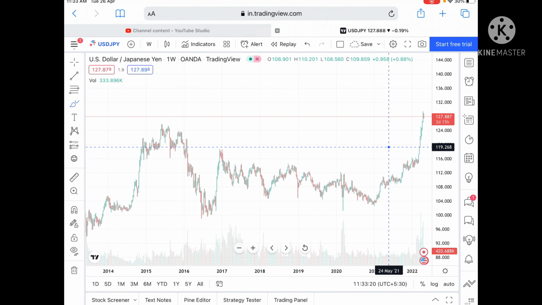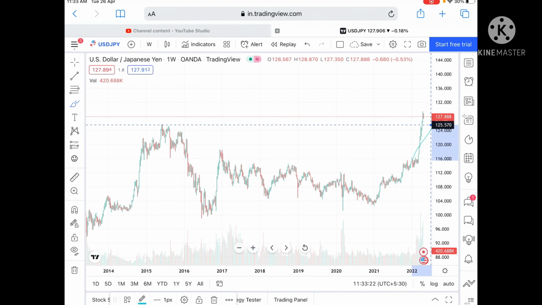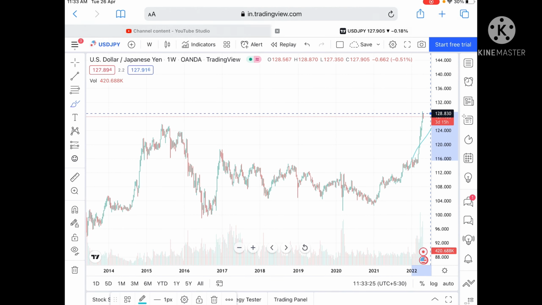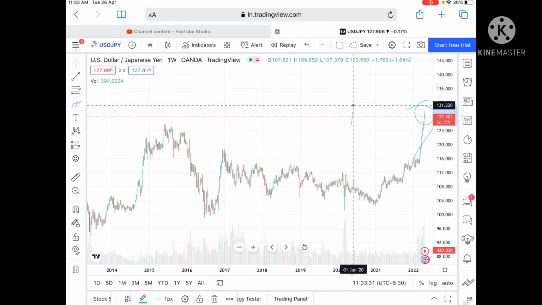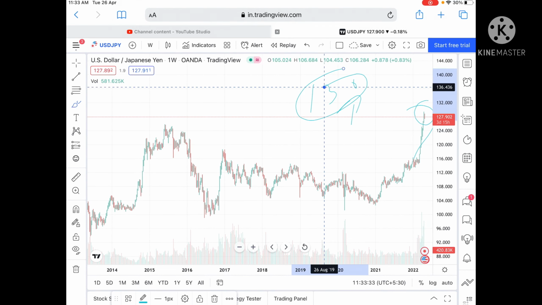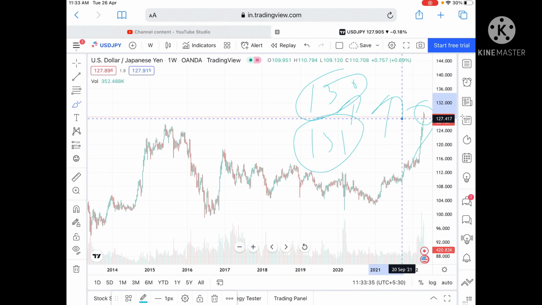Or suppose if the price sustains this particular level, what we can see, it can touch a level of 128.830, and from there we can see a level of 129.482, and once it goes above this level, then we can see it can touch a level of 130 also, to a level of 131 also, and it can go further upside.